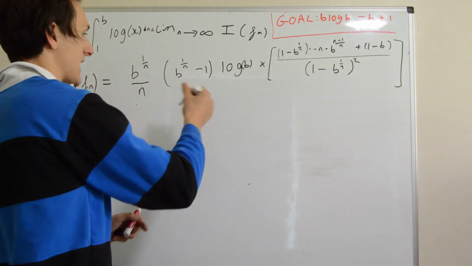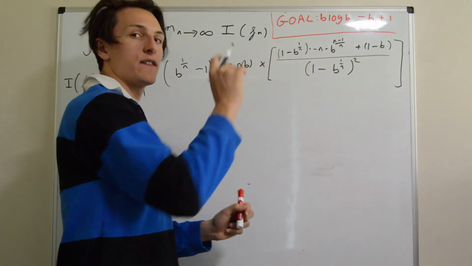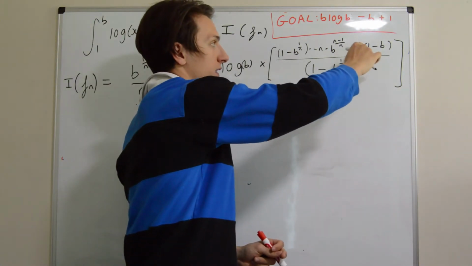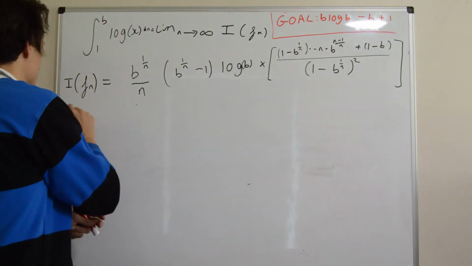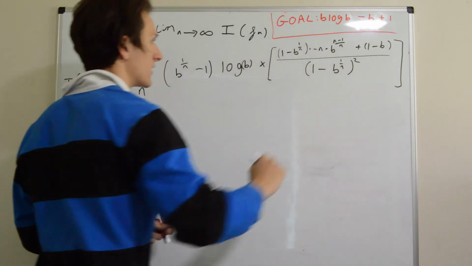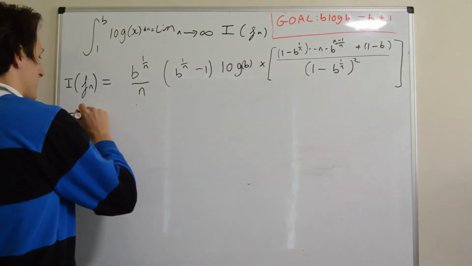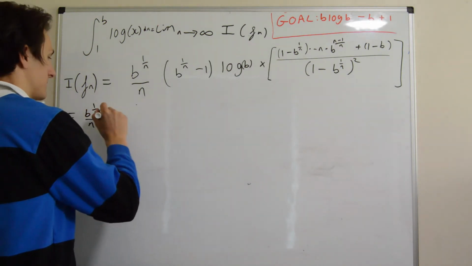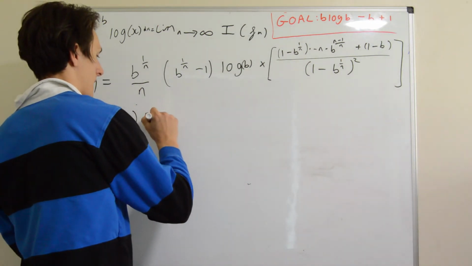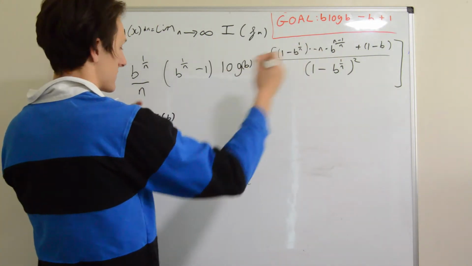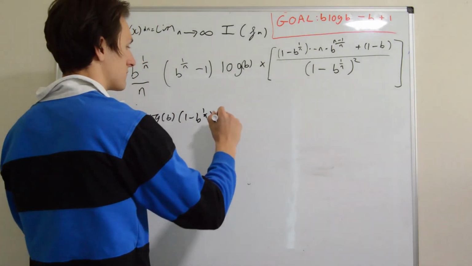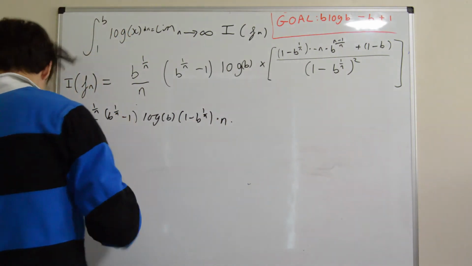And now we want to take the limit as n goes to infinity of this thing, right? But we have two distinct parts of this expression because of this plus sign. So in reality we're taking two distinct limits. Let me just distribute this factor across to this thing and across to this thing. So first of all we have b to the 1 over n divided by n times b to the 1 over n minus 1 times log b, and then times this entire thing. Okay, so we have 1 minus b to the 1 over n times minus n. Let me just distribute that minus over here.